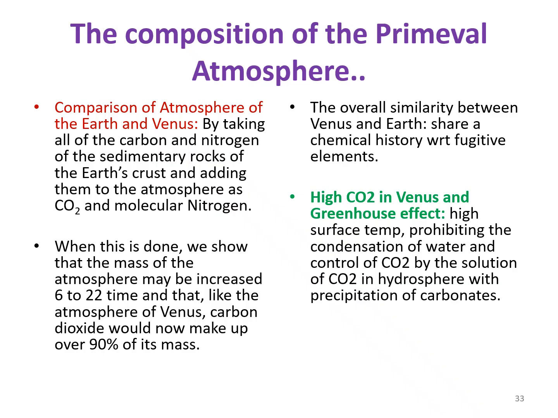And in the overall similarity between Venus and Earth, they share a chemical history with respect to fugitive elements. And the high carbon dioxide in Venus has an important role in the greenhouse effect. The high surface temperature prohibits the condensation of water and the control of carbon dioxide by the solution of carbon dioxide in the hydrosphere and the precipitation of carbonates.